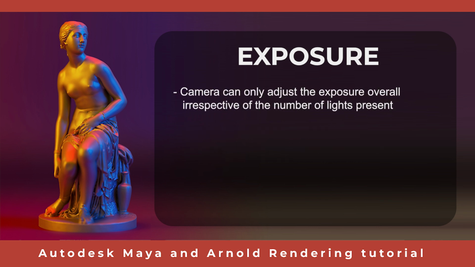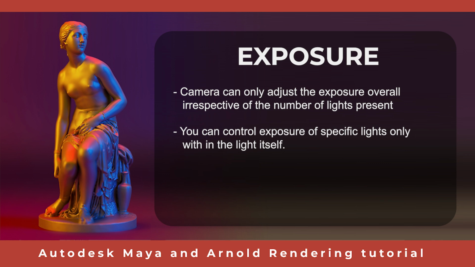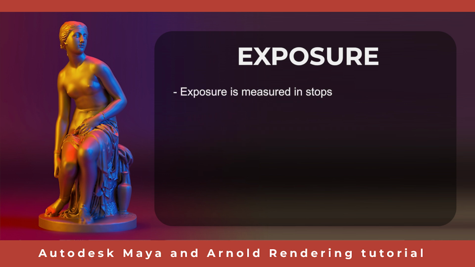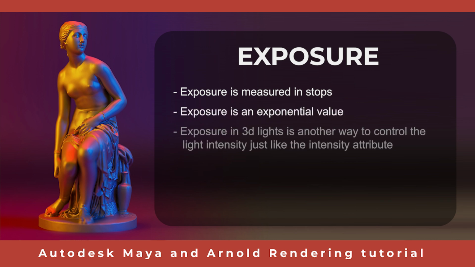In photography, when we adjust the exposure in camera, we are adjusting the total light present in the scene, whether it's a single light or whether there are multiple lights present. We can also adjust the exposure of specific lights if needed by adjusting the controls on that specific light. The unit of exposure is called stops. Increasing and decreasing of the exposure is referred to in this unit, and exposure is an exponential value. So what is an exponential value? We'll talk more about it when we look at a practical example in a Maya scene.